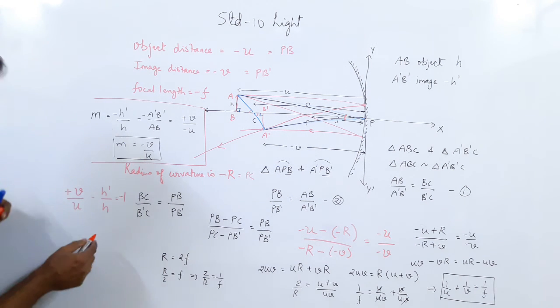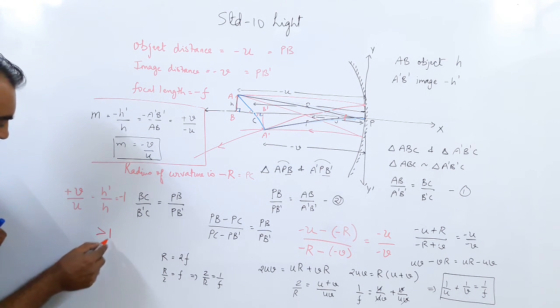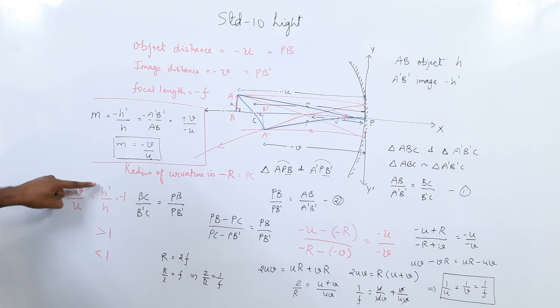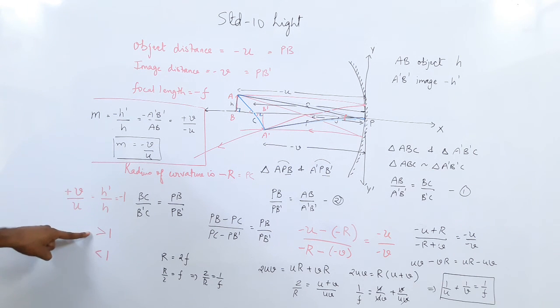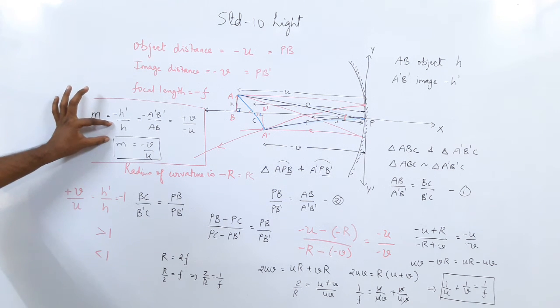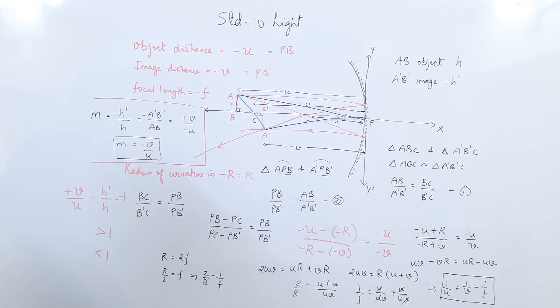Now we have to see here, what does greater than 1 and less than 1 mean? When is any ratio greater than 1? When the numerator is bigger than the denominator, then you get greater than 1. It means the height of the image is bigger than the height of the object, then it is greater than 1.